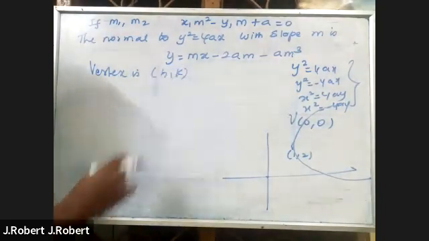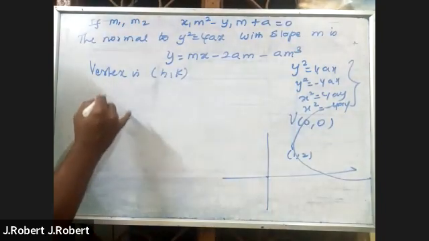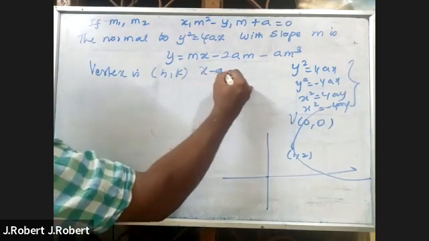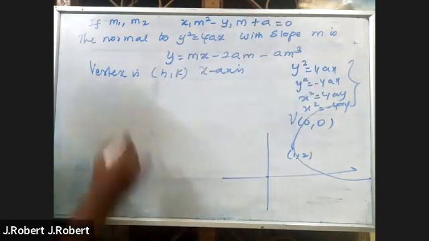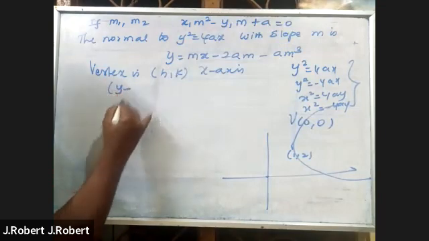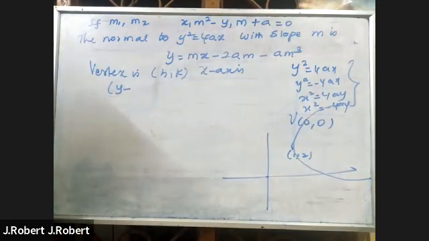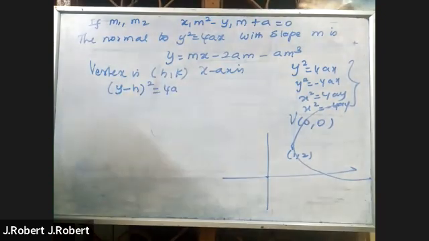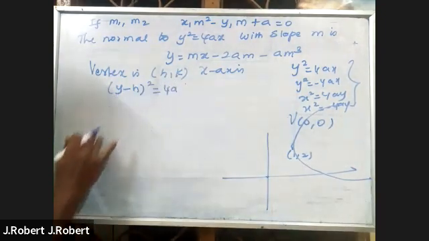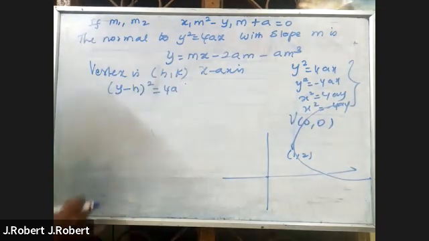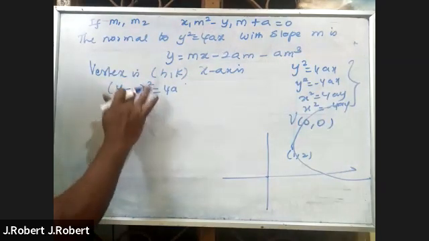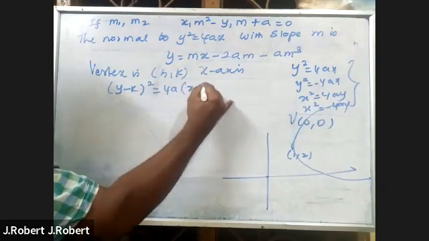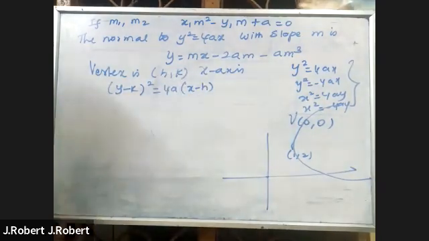That is called h, k. Then you can write the equation of the parabola about x axis. The same case applies to the first standard form. We can write this as y minus k the whole square is equal to 4a into x minus h, where the vertex is h, k. Clear? This is about x axis.